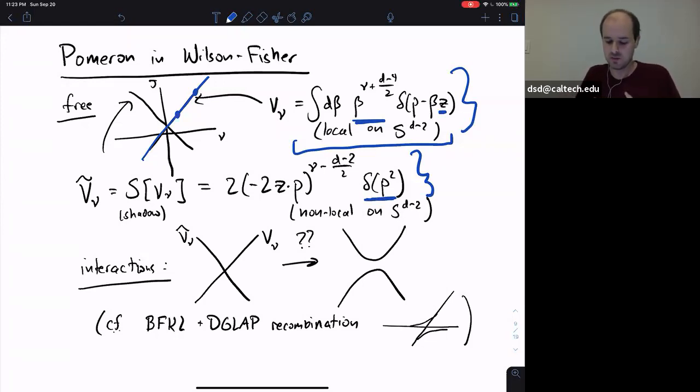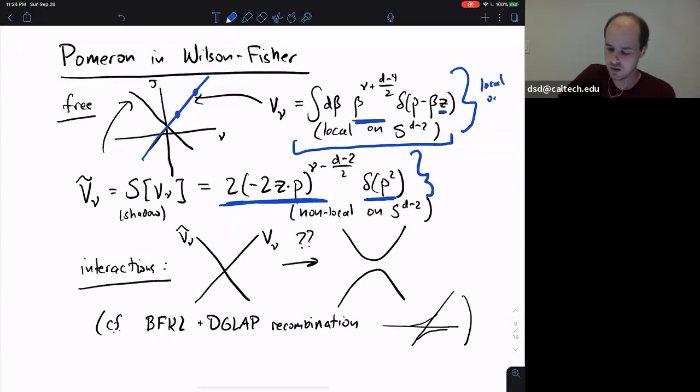So it gets contributions from particles with null momenta, but it doesn't get contributions from only a particular direction on the celestial sphere. It gets contributions from all directions. Instead, it weights the particles by some function of the angle of propagation. It's some function of where they hit on the celestial sphere, but it's not a delta function. So this thing is local on S^{d-2}, but its shadow is non-local on S^{d-2}. And again, the cartoon for that is just what the shadow transform does.